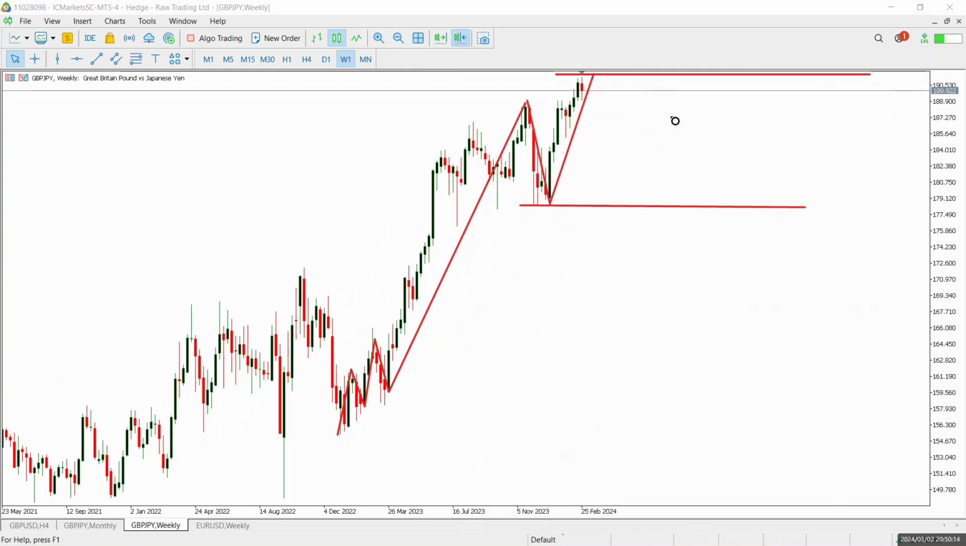The monthly correlated with the weekly, letting us know that overall price is bullish. The monthly has shown us that price is bullish. The weekly has shown us that price is bullish. That is enough to let us know that overall GBP JPY is bullish. This means that if we are selling, it's a retracement. If we are buying, it's the direction.